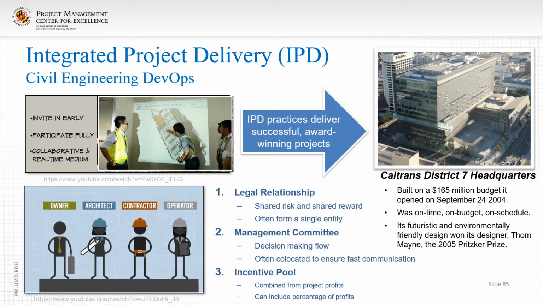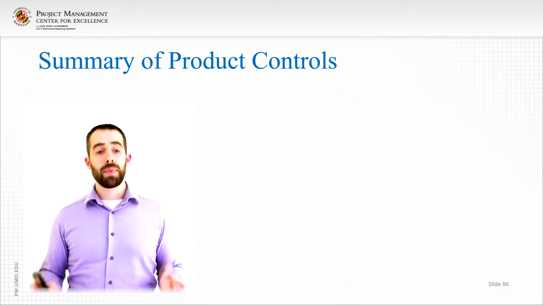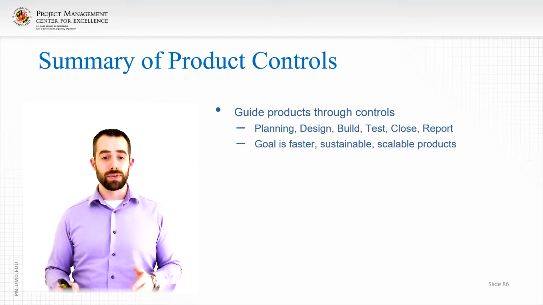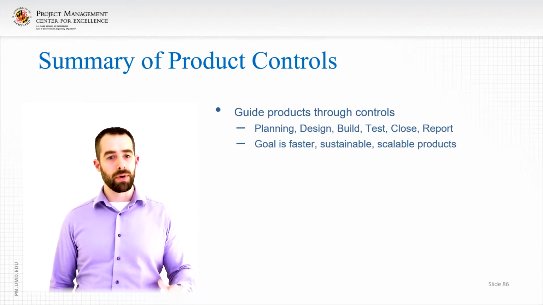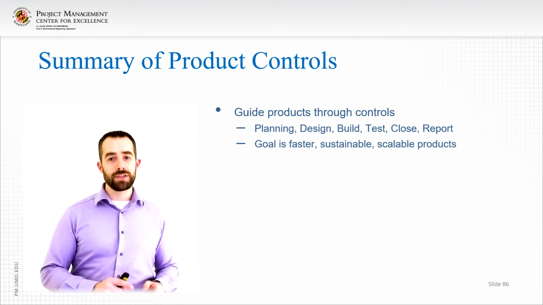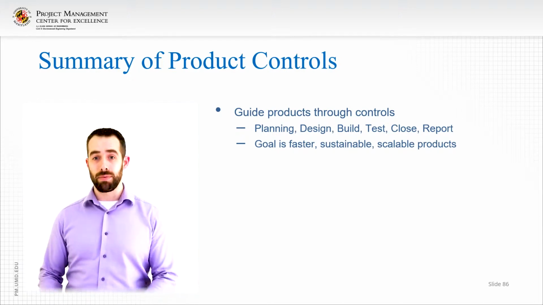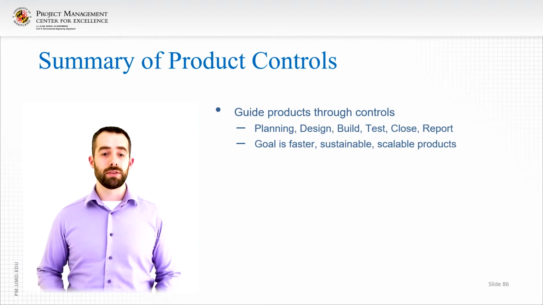The point here is that you can do DevOps in non-software environments. You just have to ensure that you have the right alignment of risk and reward. So in summary, guide your products through controls. Planning, designing, building, testing, closing, and reporting are all important. The goal is faster, more sustainable, and scalable products so that you can continue to build these over time.